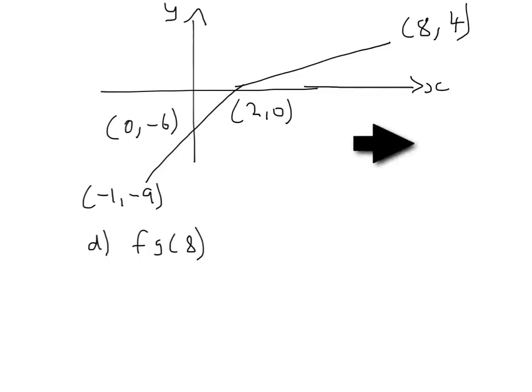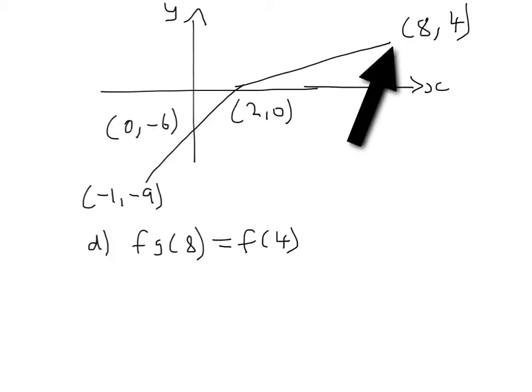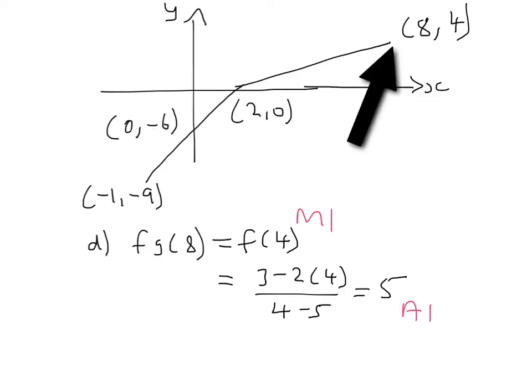In part D, we first need to find G of 8. G of 8 we can see here is 4. So we now need F of 4. F of 4, we just put 4 into the function (3 minus 2x) over (x minus 1), and we get the answer 5. So again, it's 1 mark for getting to there and 1 mark for the answer.